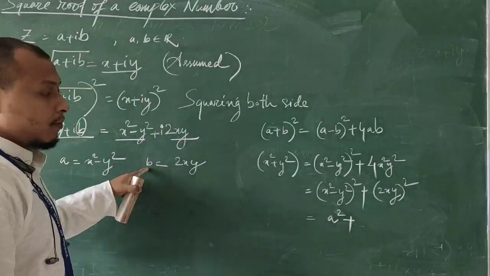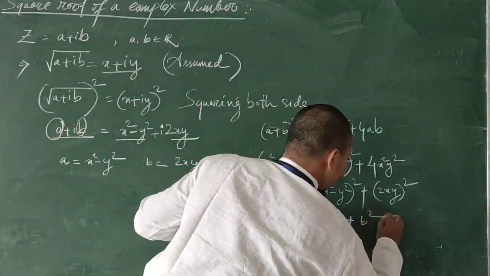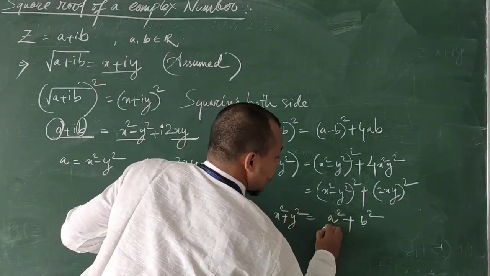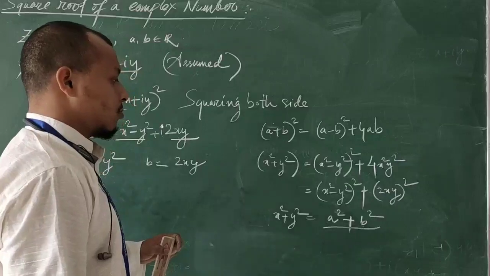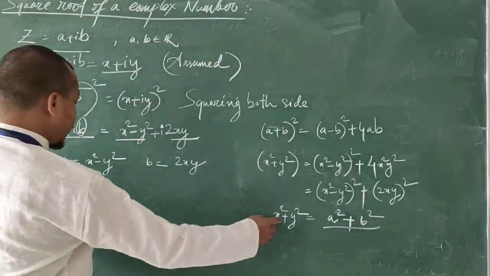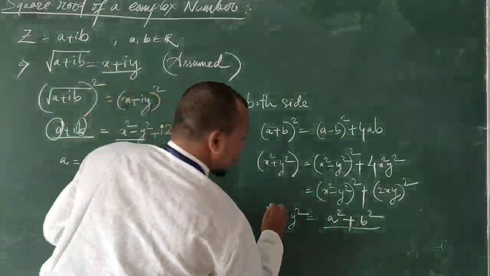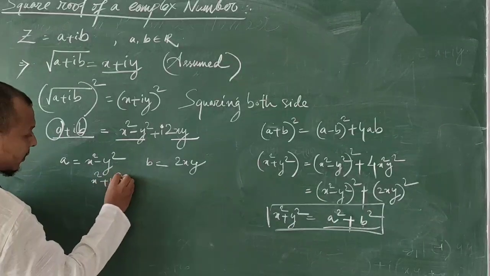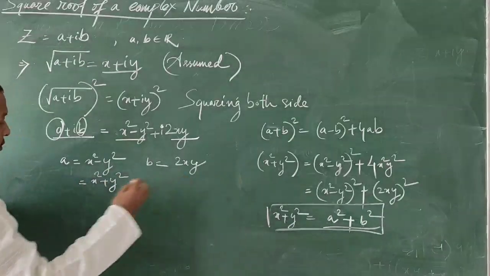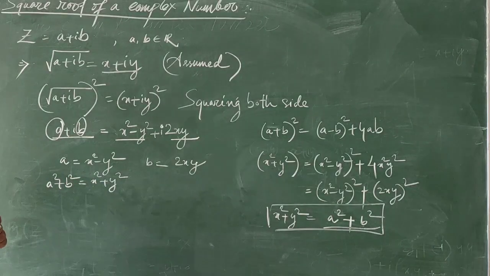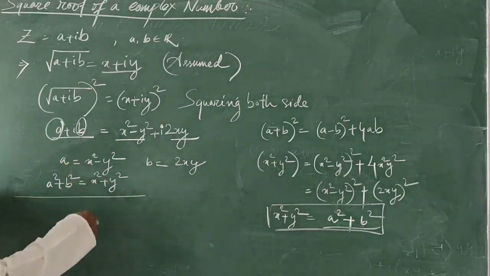2xy means b, so squared means b². So basically, for x² + y², we have got the square root of a² + b². Here, instead of writing x² + y², I will write the square root of a² + b², which will go to what? The square root of a² + b².